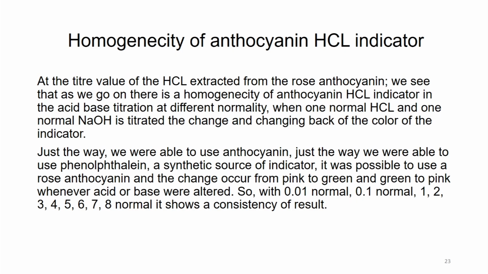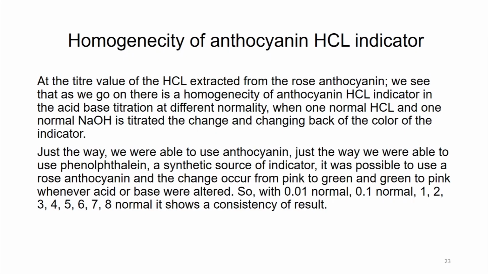Homogeneity of anthocyanin HCl indicator. At the titer value of the HCl extracted rose anthocyanin, we see that there is a homogeneity of anthocyanin HCl indicator in the acid base titration at different normalities. There is no anomaly. At no point does the addition of higher normal HCl make any difference. When an equivalent amount of the same normality NaOH is added, it is in equilibrium, and the normal NaOH is titered.